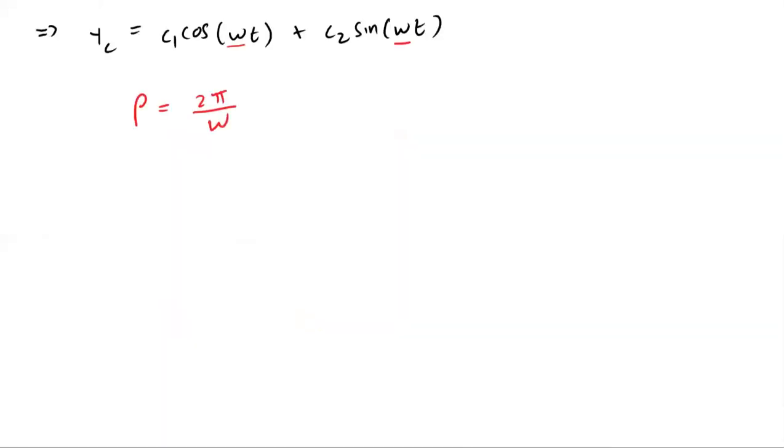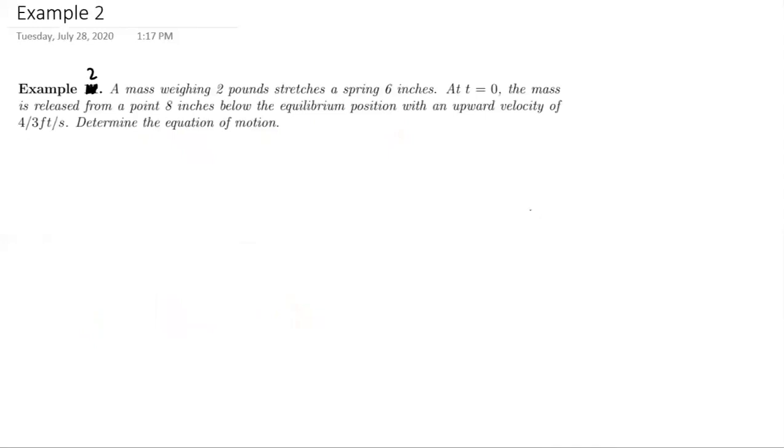Now let's actually go ahead and set up an example. So example 2. A mass weighing 2 pounds stretches the spring 6 inches. At t equals 0, the mass is released from a point 8 inches below the equilibrium position with an upward velocity of 4/3 feet per second. Determine the equation of motion.